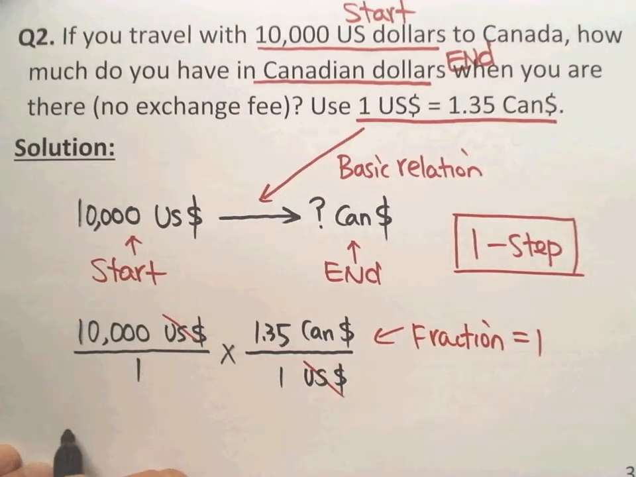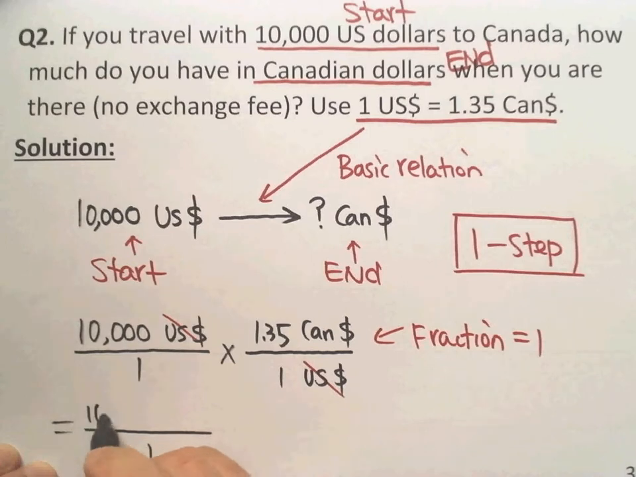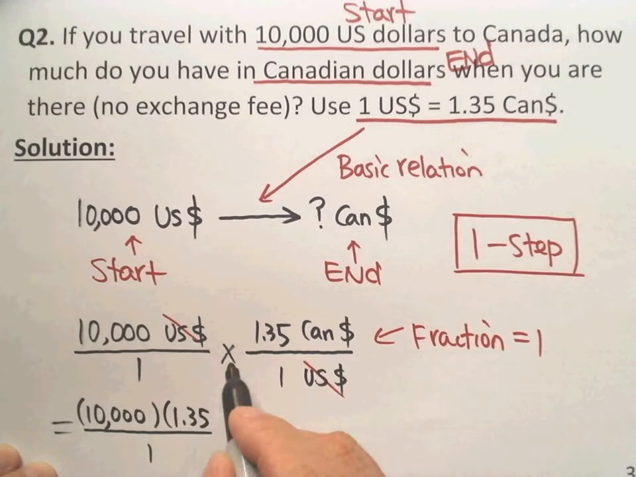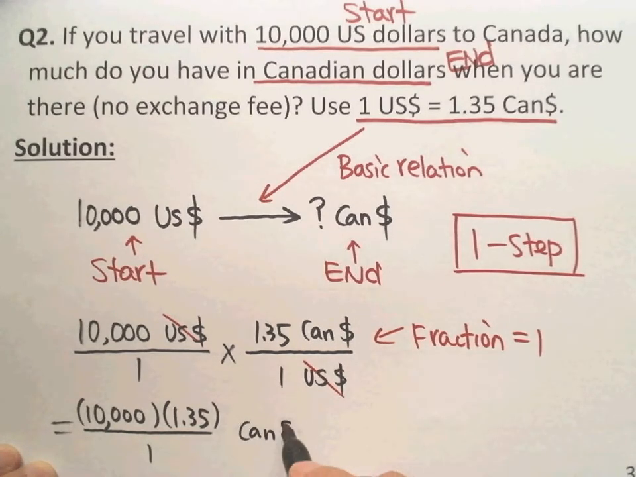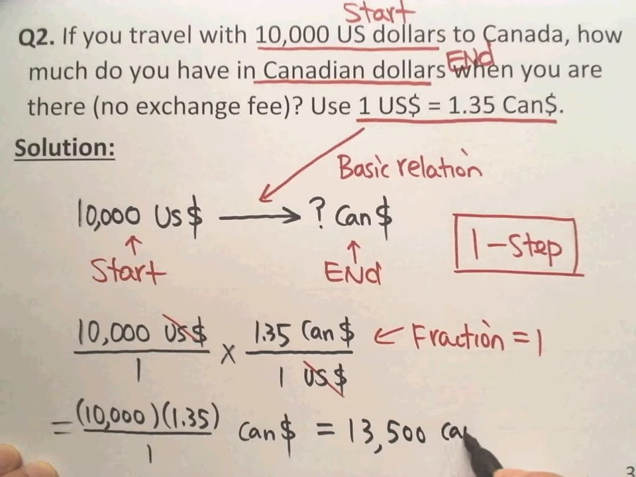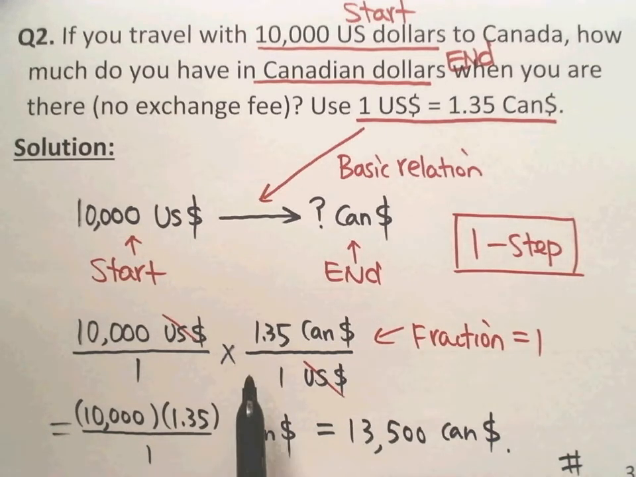Okay, now what do we do? Do the calculation. Do the calculation means merge all together. We have this fraction. The bottom, 1 times 1, is 1. The top is this number times that number, so I put 10,000 in parentheses, or you can use times, whatever. Two numbers times together. The unit left is Canadian dollars. Let me also write this. Now you use the calculator to do the multiplication. Of course, we don't need to use the calculator. Directly, 10,000 times this is 13,500. 13,500 Canadian dollars, which is the final answer we need.